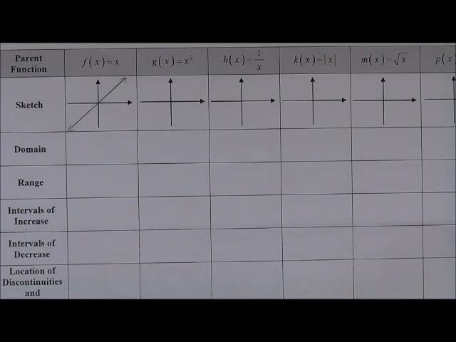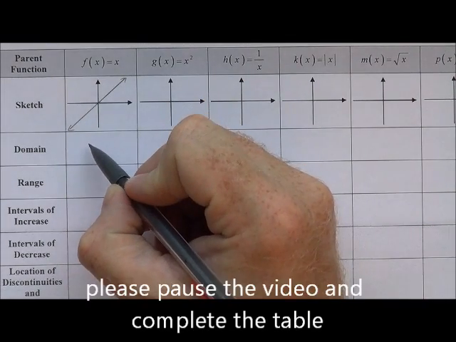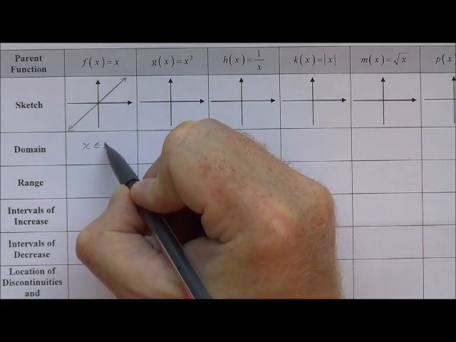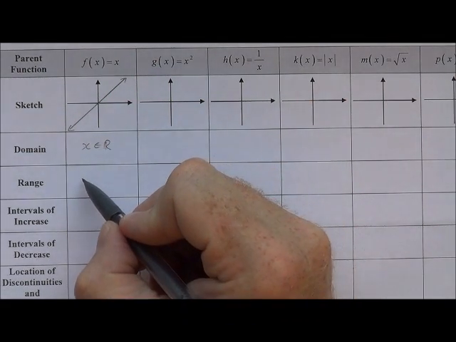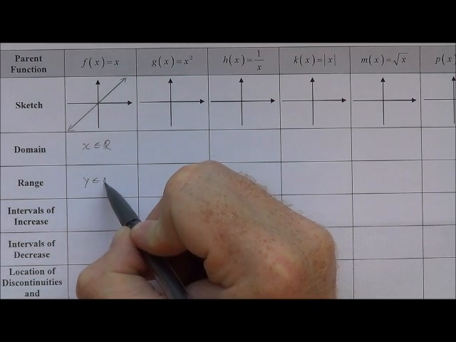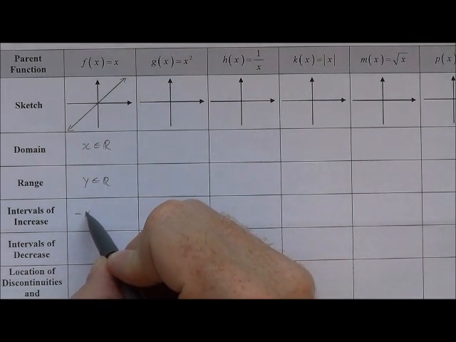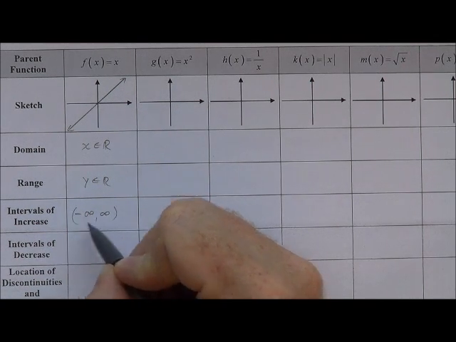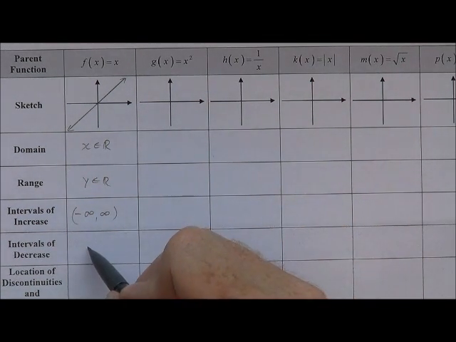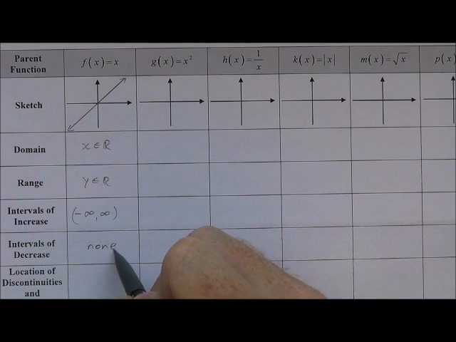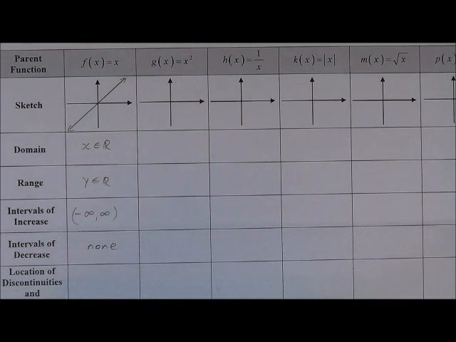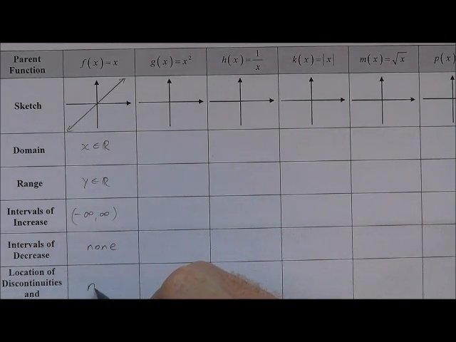The domain, we'll take a look at the domain. So that is x is an element of all real numbers. Range, we saw from the first page, y is an element of all real numbers. Intervals of increase, from negative infinity to infinity. Intervals of decrease, none. Location of discontinuities and asymptotes. Okay, there are none.